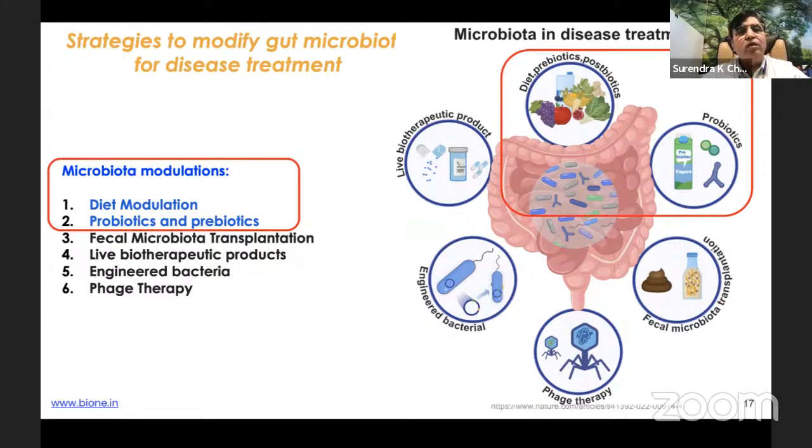Now, what are the strategies to control this microbiota? There are two major strategies. One is diet modulation. We saw in an earlier slide how diets play an important role and what kind of communication they have with the brain and the organs. And the other is prebiotics and probiotics.